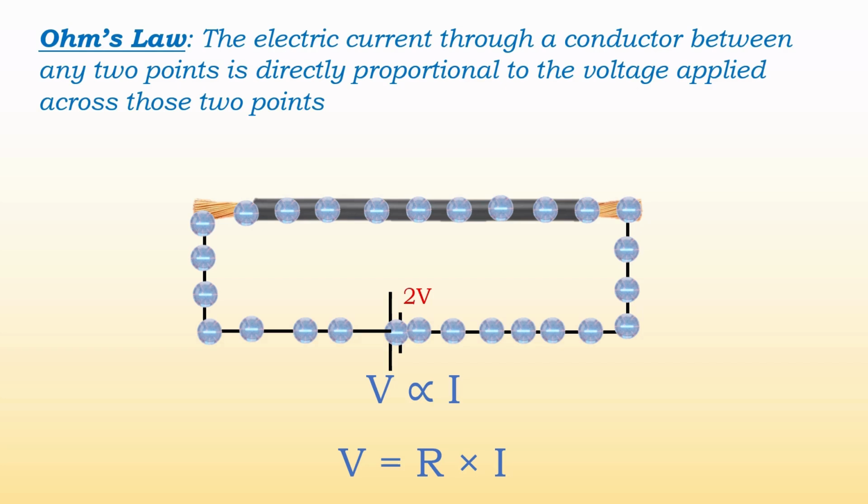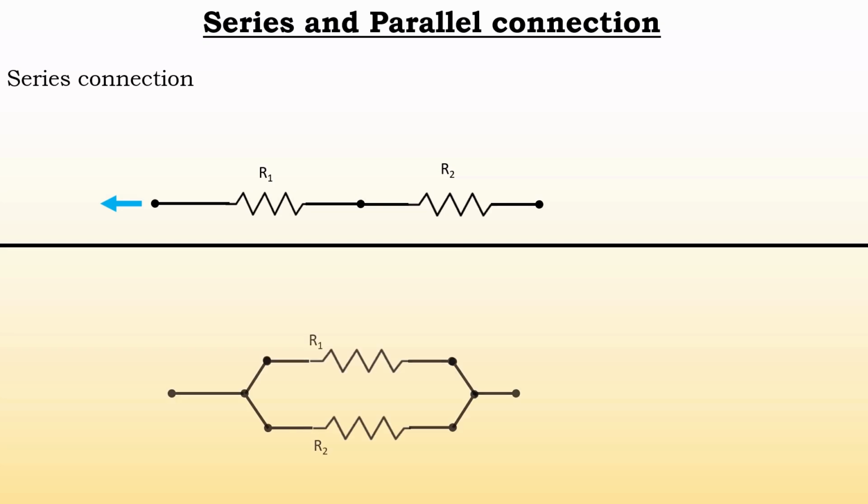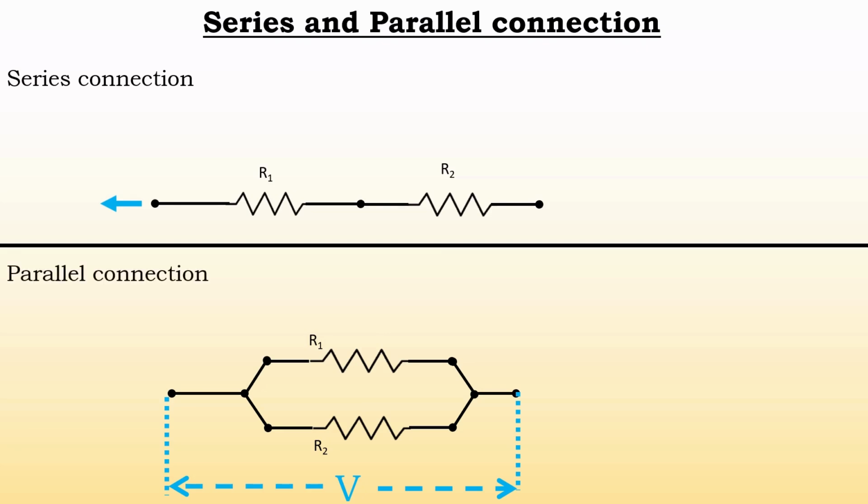Now that we clearly understand Ohm's law, let us move on to series and parallel connection of resistors. First, let us define these connections. When resistors are connected end-to-end so that the same current flows through each resistor, this type of connection is called a series connection. When resistors are connected between the same 2 nodes, such that the voltage across each resistor is the same, this type of connection is called a parallel connection.